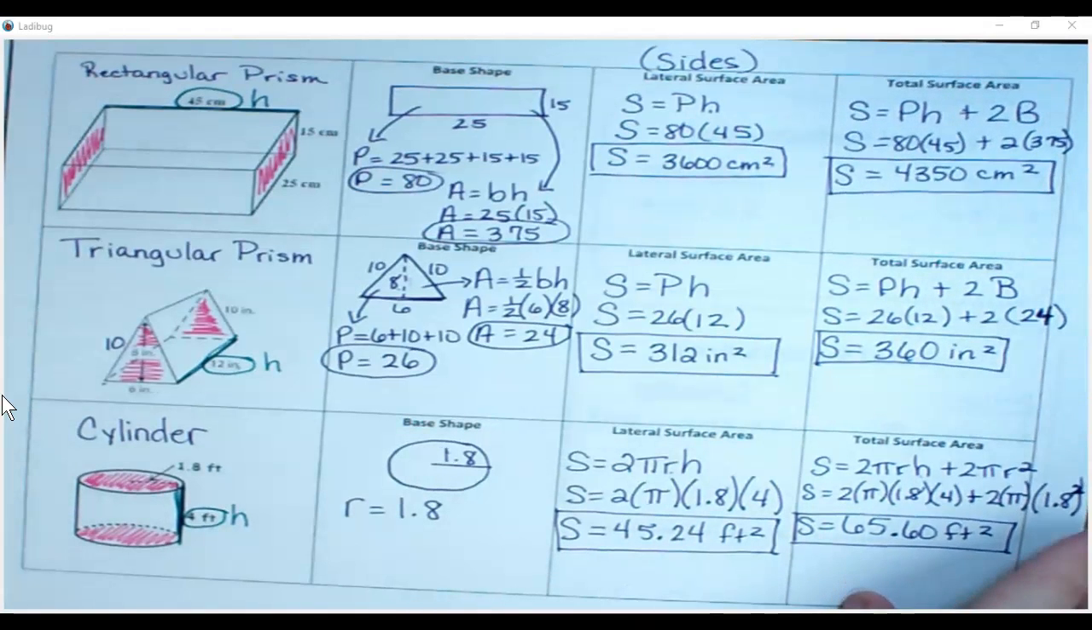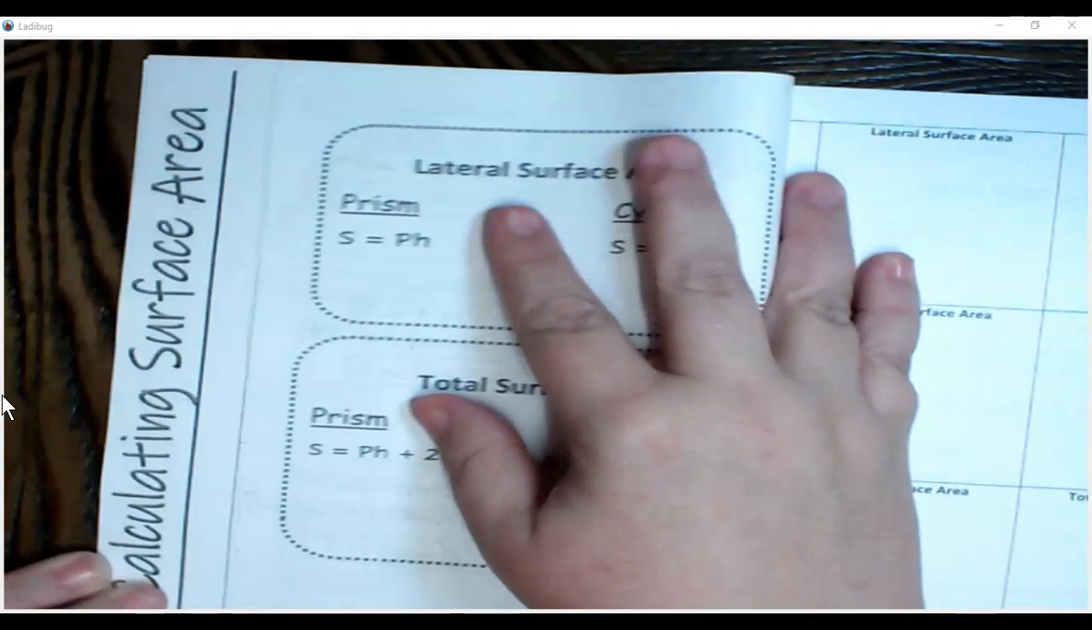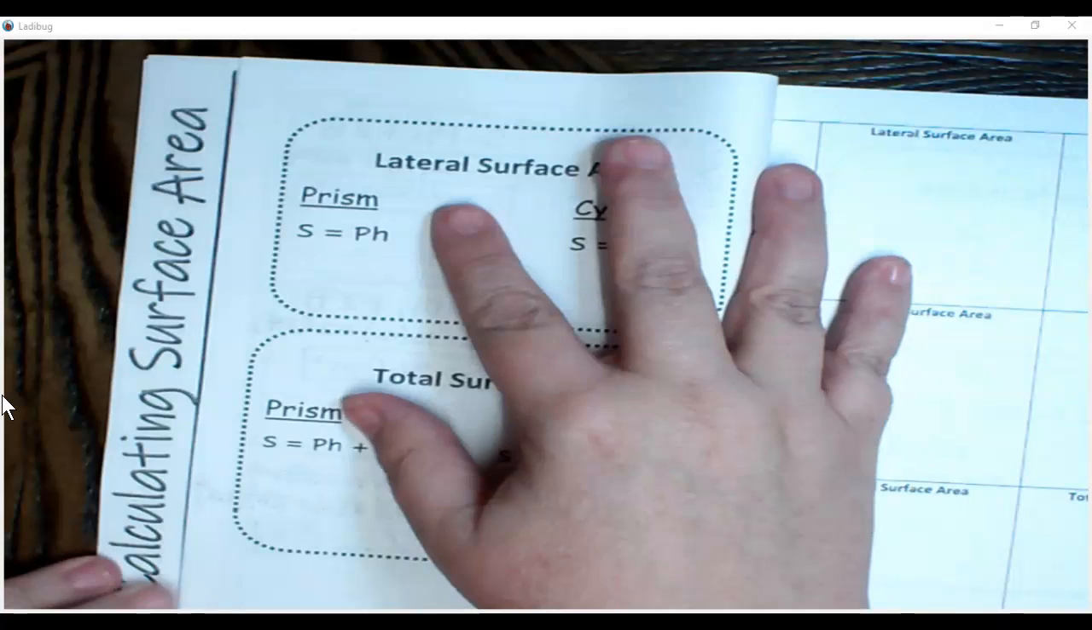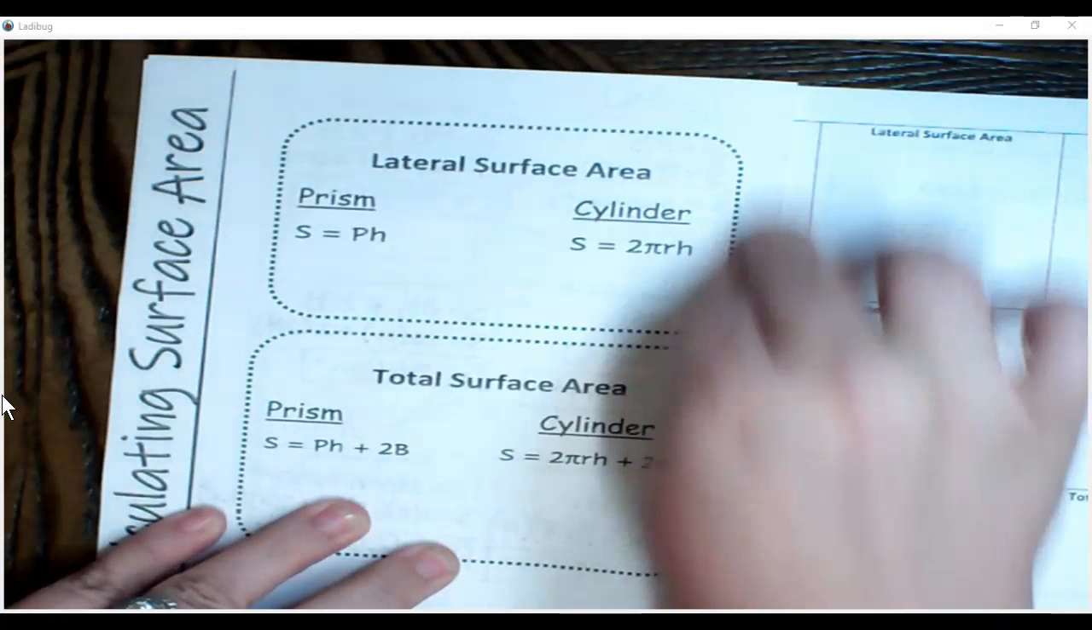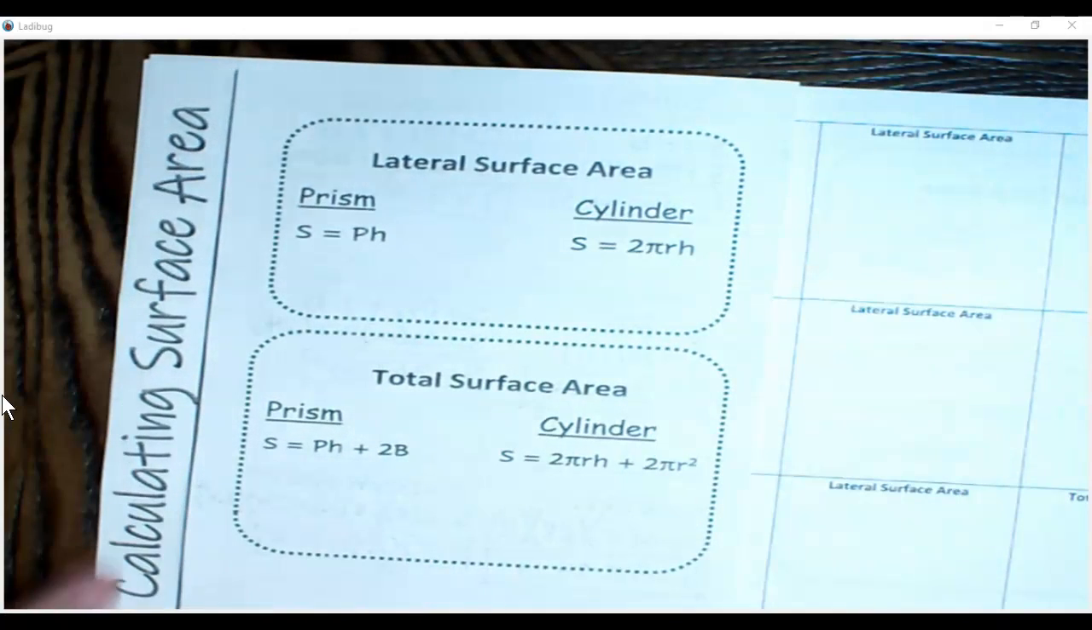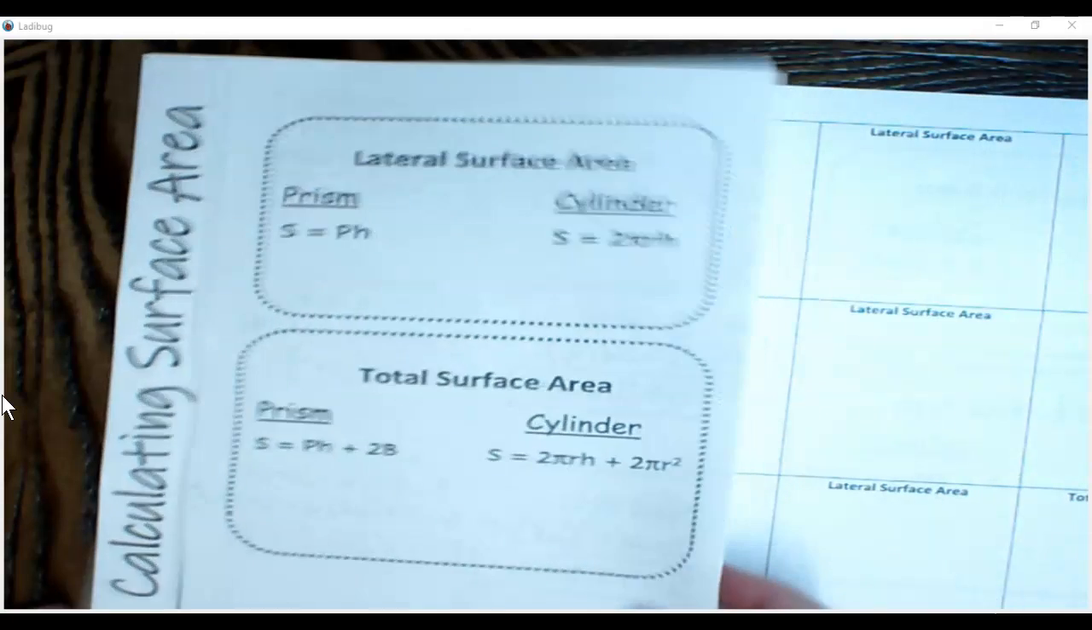You can fold your notes over, fold it up till you get to the line right here, and then you can crease it. And it makes a nice cover page where you have your title, and you also have the formulas on there. And you can glue this right into your notebook.